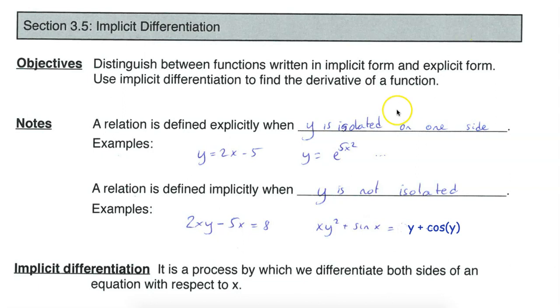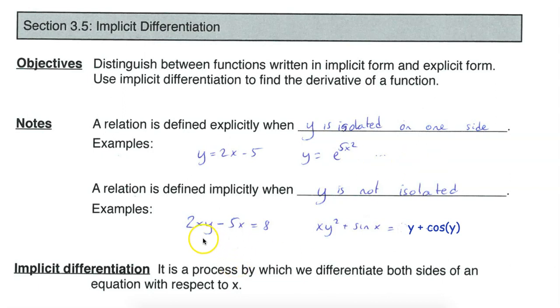So a relation is defined explicitly when y is isolated on one side, and that's the functions we are used to seeing, like y equals 2x minus 5, y equals e to the 5x squared. Anything that starts with y equals and has x's on the other side is explicitly defined. A relation is implicitly defined when y is not isolated.